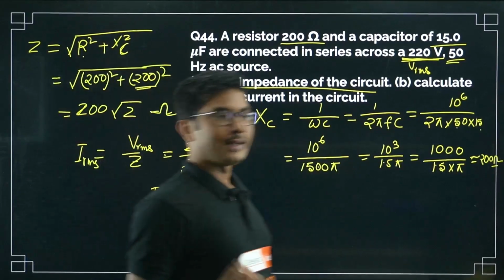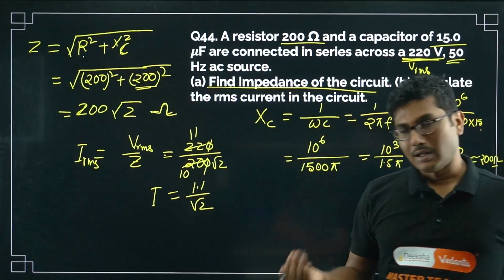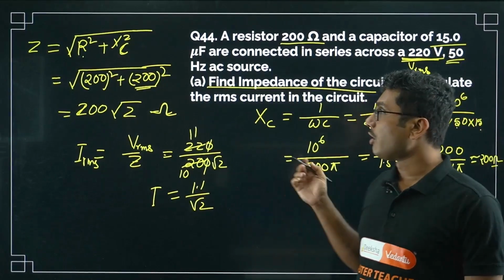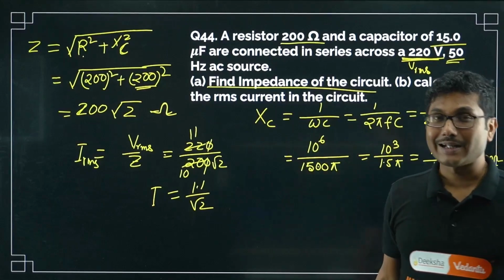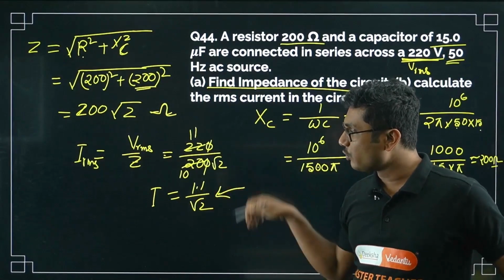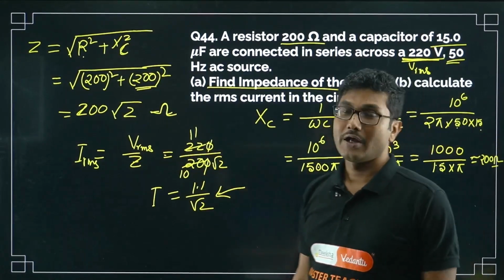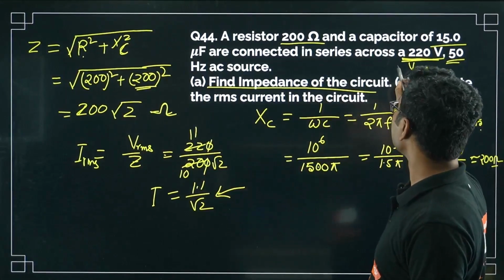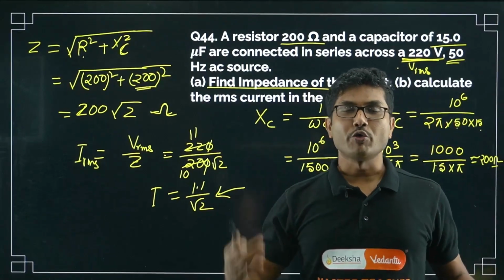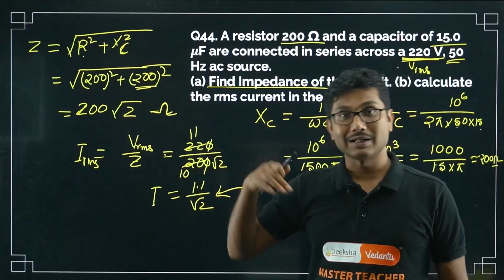In this case I received 1 by root 2 by coincidence perhaps, or because of my reluctance to calculate using a calculator. But do not again divide this value by another root 2 to calculate IRMS. This value itself is VRMS. In case they have given it as a peak value, 220 volt peak value, then you have to divide it by another root 2.